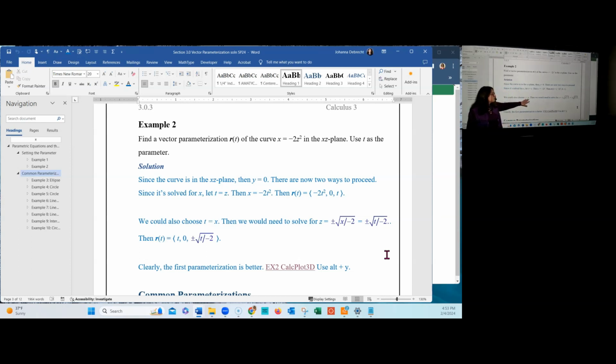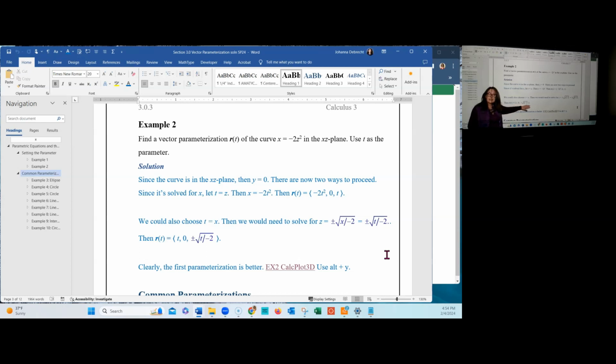I could also have chosen x to be t, in which case I need to solve z in terms of x or t. If I do that, that requires me to isolate z squared by dividing x by negative 2, then take the square root. Because the square root is not present originally, I get plus or minus the square root of quantity x divided by negative 2. And then I can replace the x, of course, with t.